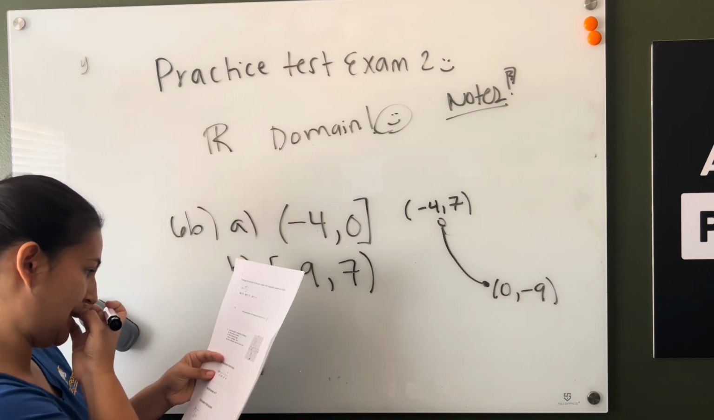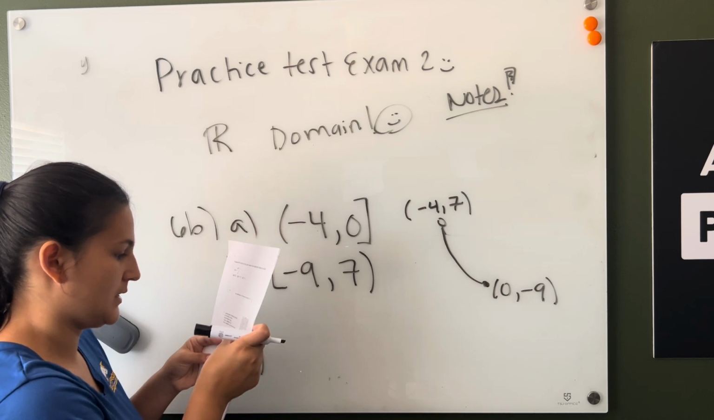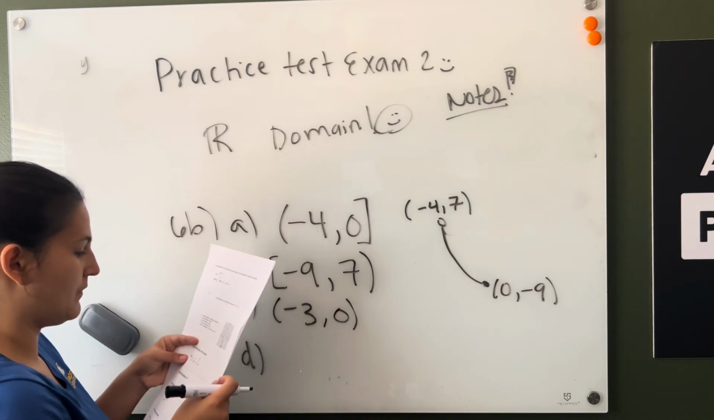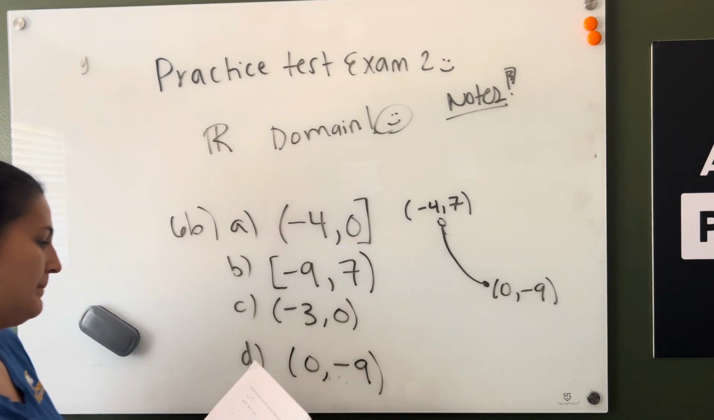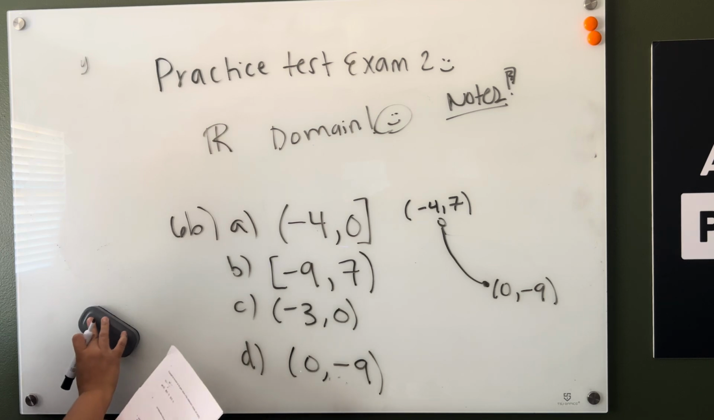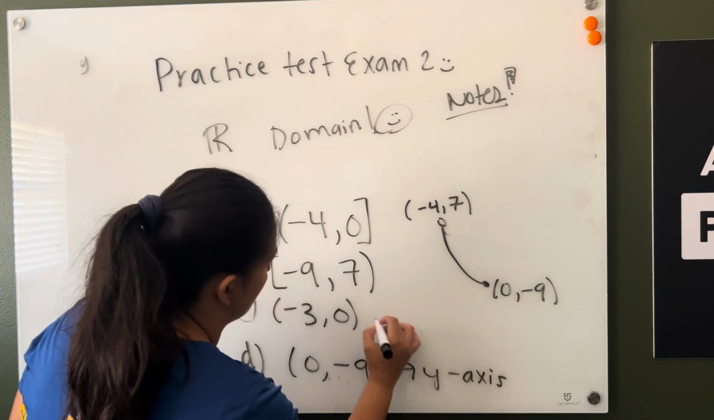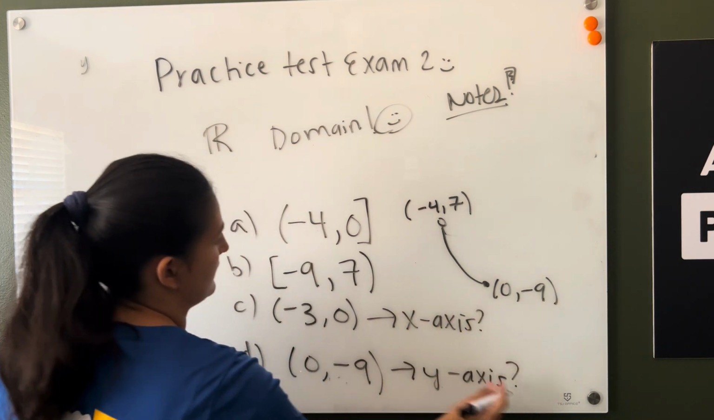Okay, so part C is any intercepts. So x-intercepts are points that touch the x-axis. So we see that at -3, 0, you have an x-intercept, and for the y-intercept, it's 0, -9. Okay, so you have to write it as ordered pairs. All right, this is on the y-axis. If it's a y-intercept, it's on the y-axis. If it's an x-intercept, it's any point on the x-axis.